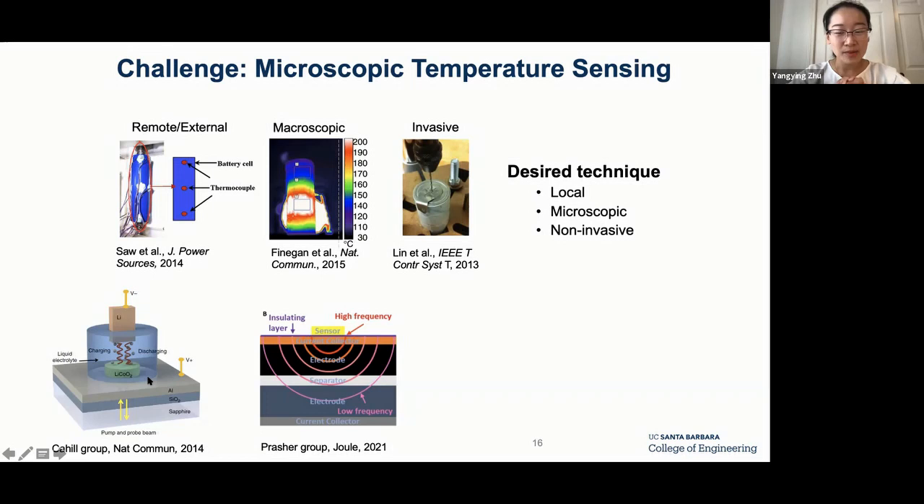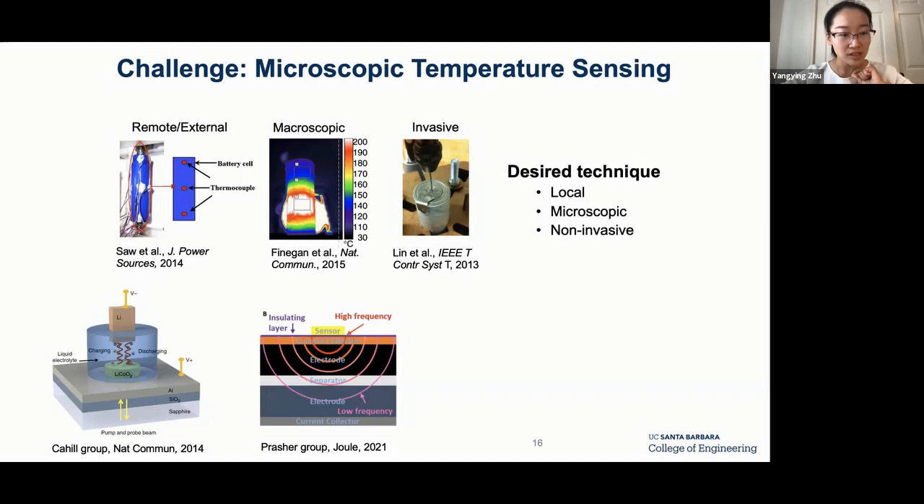I think there has been really nice work from the thermal community on this area. In 2014, Professor David Cahill's group used pump-probe to probe the thermal conductivity of lithium cobalt oxide, which is a common cathode material for lithium-ion batteries.